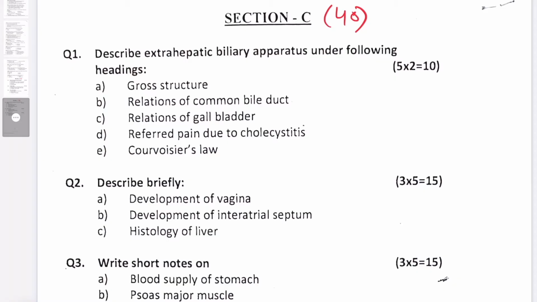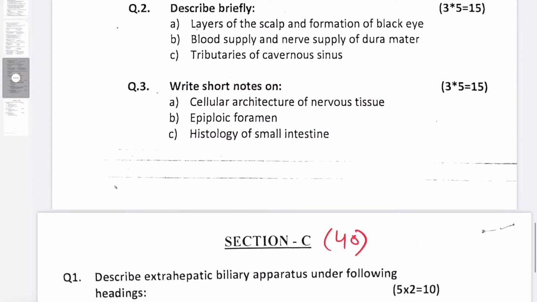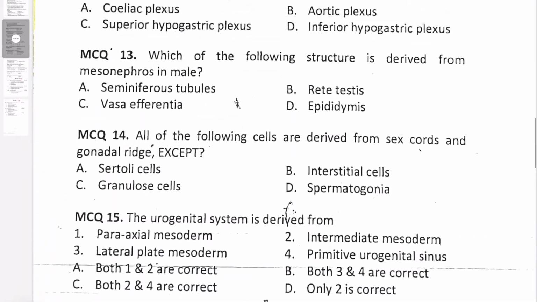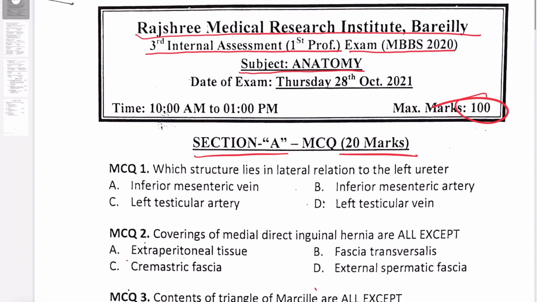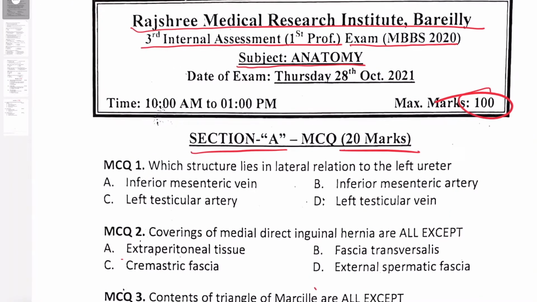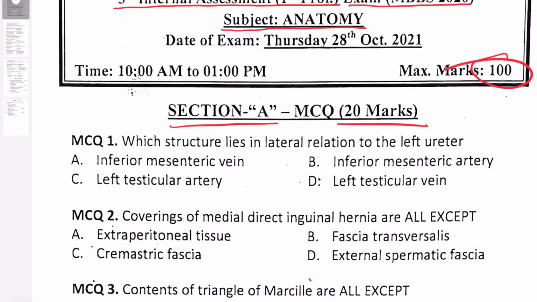B and C are all subjective. So we will be going through these questions from B and C section later on. Right now, we're going to solve these 20 MCQ. So let's begin with question number 1. Which structure lies in lateral relation to the left ureter? Choices are inferior mesenteric vein, inferior mesenteric artery, left testicular artery, left testicular vein.